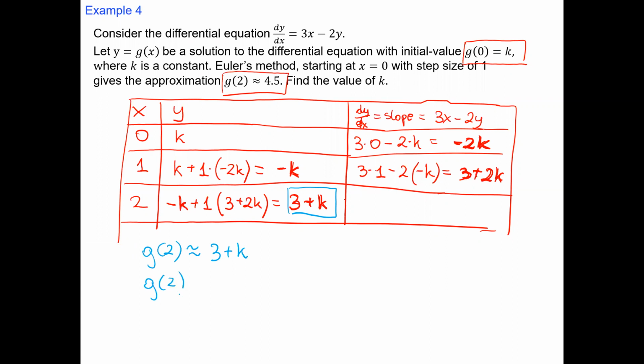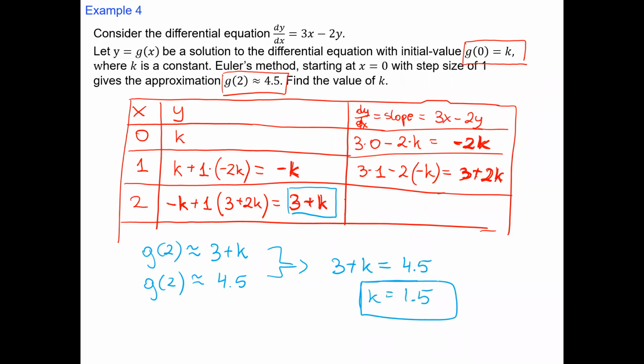Also, g at 2 was given to us 4.5. So we have a nice equation, 3 plus k, it's equal to 4.5. K is simply 1.5. Oh, we can see we did solve it. Great. Excellent. And one more. And we did use the Euler's method.